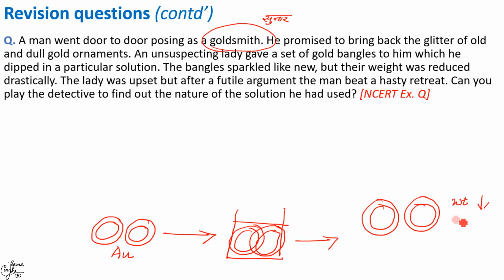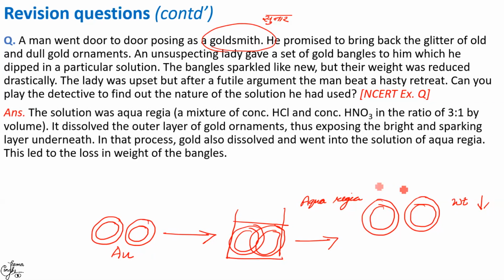Now, if the weight has been reduced, that means in this solution, when the bangles were added, gold dissolved. So quickly it should come to your mind that gold doesn't dissolve in any of the three mineral acids. So this solution which he has used is Aqua Regia solution, right? And this Aqua Regia is basically a mixture of concentrated HCl and concentrated HNO3 in the ratio of 3:1. This is exactly what they have questioned. Can you play the detective to find out the nature of the solution he has used?